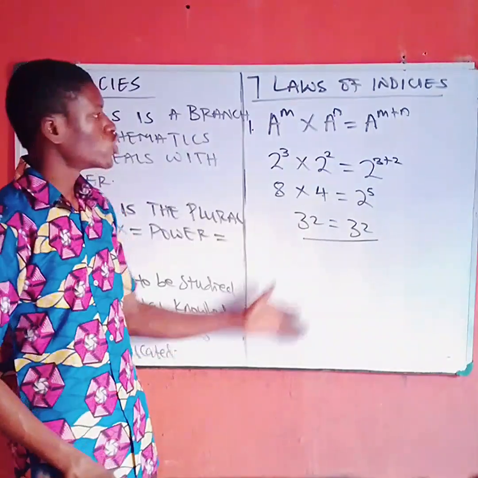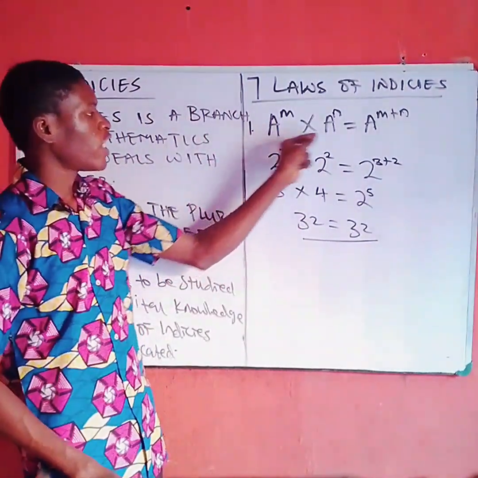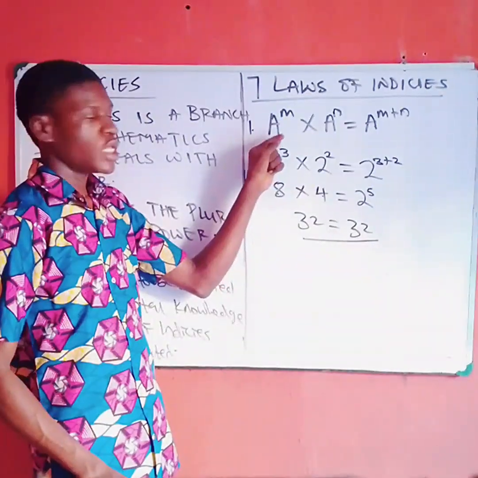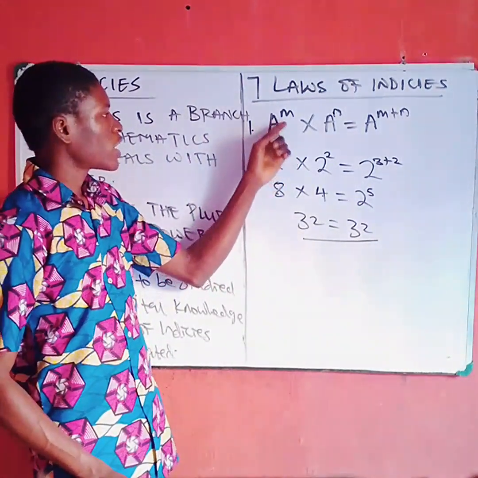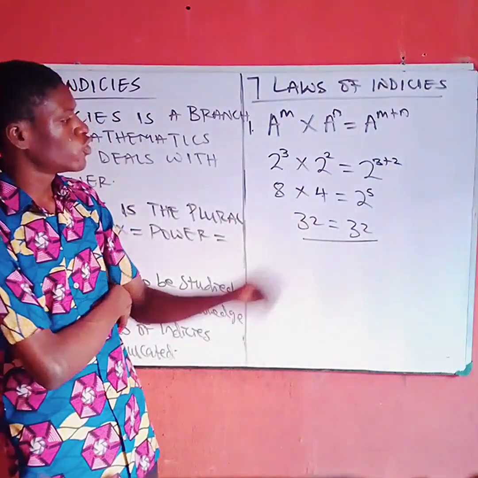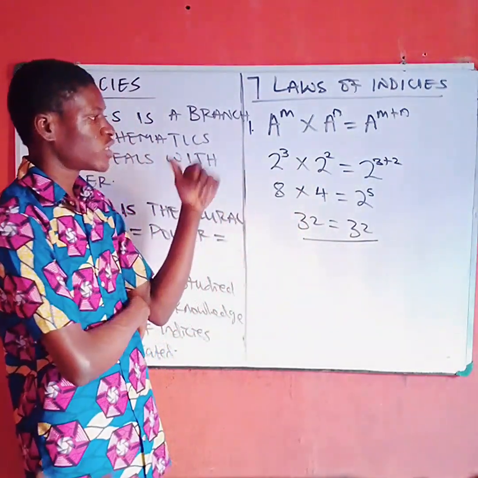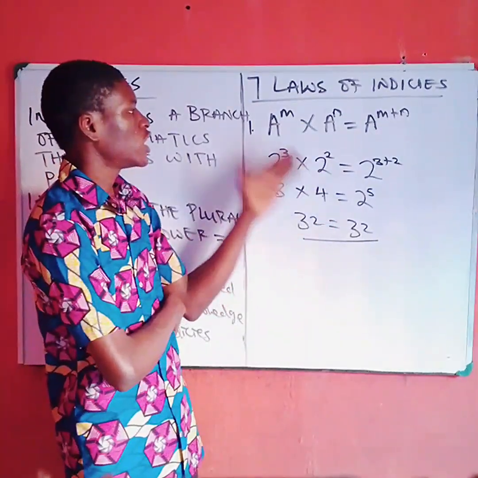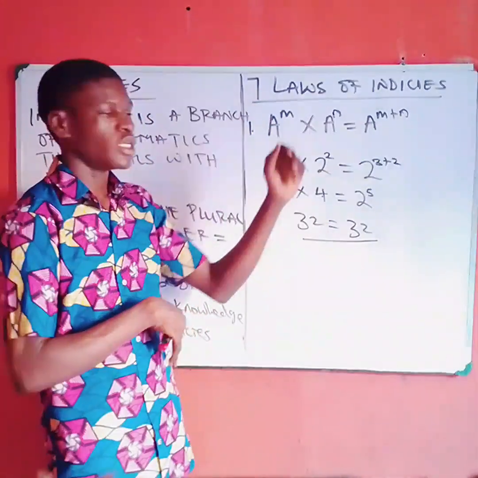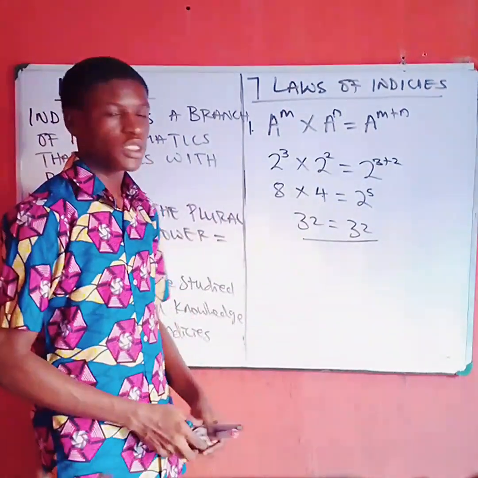They are equal. So it means that the first law states that if I have the same base, I can add the powers if they are multiplying. So you don't need to do this anymore. It's giving you a very, very good way to do it: you can just go direct, add the powers, and you are free. So that's the first law of indices.